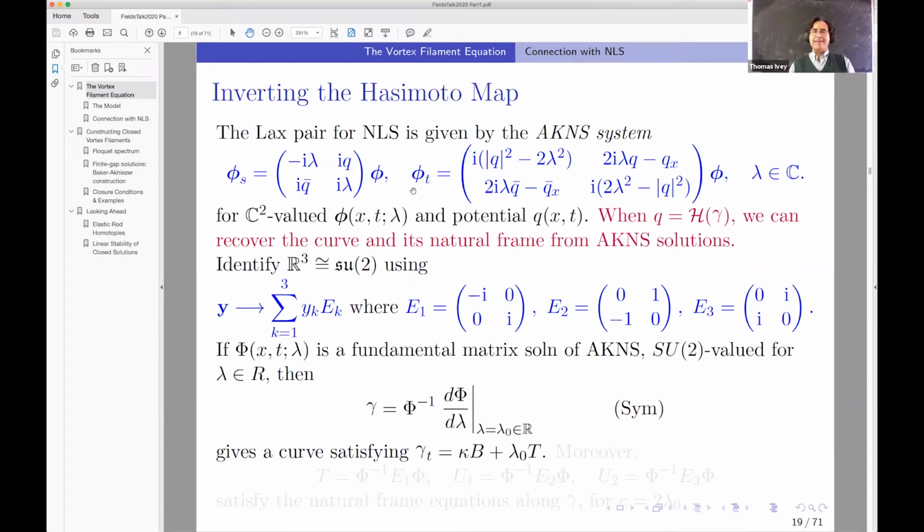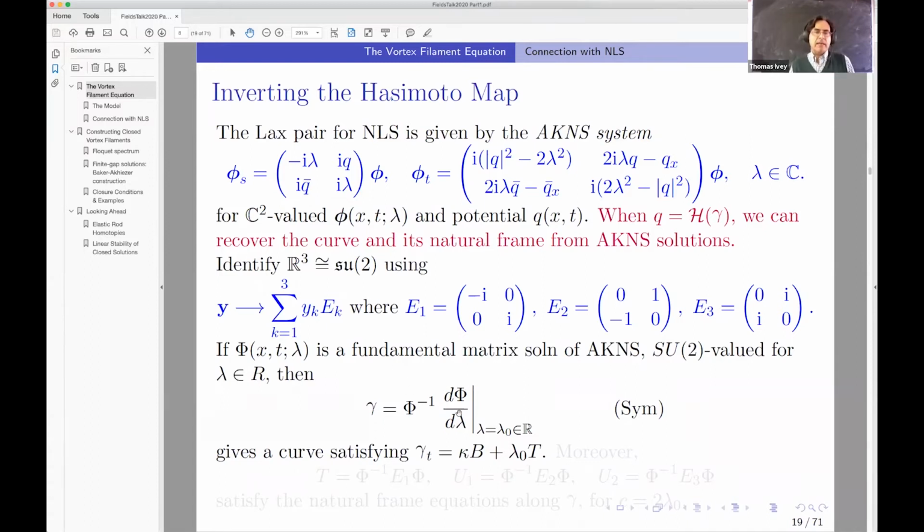So we're going to identify R3 with the Lie algebra SU2 by just picking a basis for the Lie algebra and declaring them to be the orthonormal unit vectors, which they are for, I think, minus 1/2 times the Killing form. So I've identified R3 with the Lie algebra SU2. And what you might notice about the spatial part of the Lax pair of the AKNS system is that when lambda is real, this coefficient matrix is in the algebra SU2.